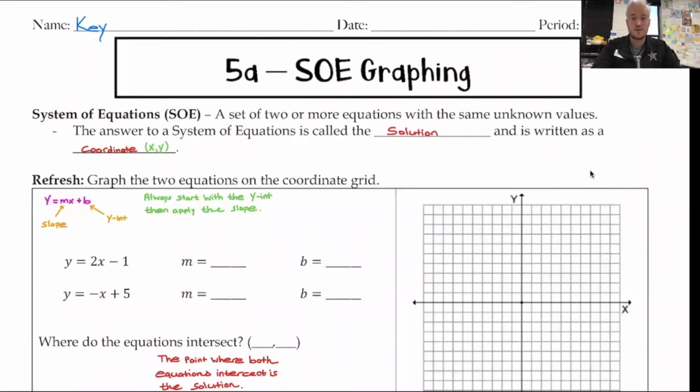Hello, everyone. All right, so we're going to begin Unit 5 by talking about systems of equations by graphing.